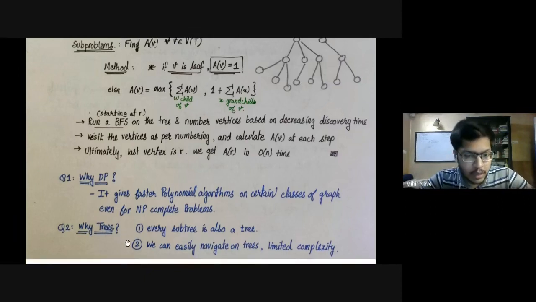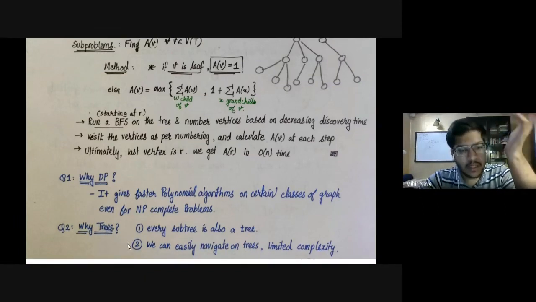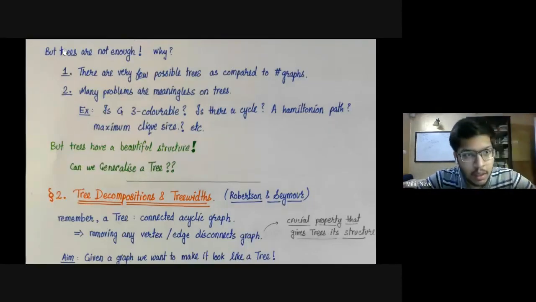But then there is obviously a problem. While it is efficient, it is also useless in some sense. Why is it useless? I'll tell you that. Dynamic programming on trees is useless because, one, there are very few trees as compared to the number of graphs. Suppose I pick n vertices, then the total possible graphs on it and the total number of trees, the number of trees are really very less as compared to the possible number of graphs.